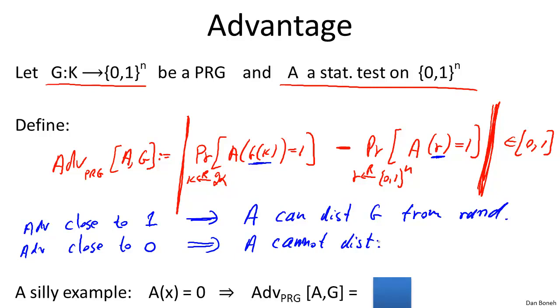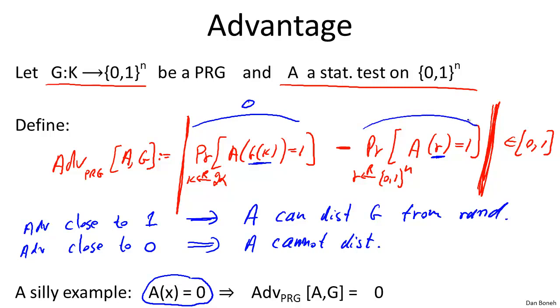So let's look first of all at a very silly example. Suppose we have a statistical test A that simply ignores its inputs and always outputs 0. What do you think is the advantage of the statistical test relative to a generator G? I hope everybody said the advantage is 0. Let me just explain why that's the case. If the statistical test always outputs 0, that means that when we give it pseudo-random input, it will never output 1. So the probability that it outputs 1 is 0. Similarly, when we give it truly random input, it still will never output 1. And so the probability that it outputs 1 is 0. And so 0 minus 0 is 0, so its advantage is 0. So basically, a statistical test that ignores its input is not able to distinguish truly random input from pseudo-random input, obviously.